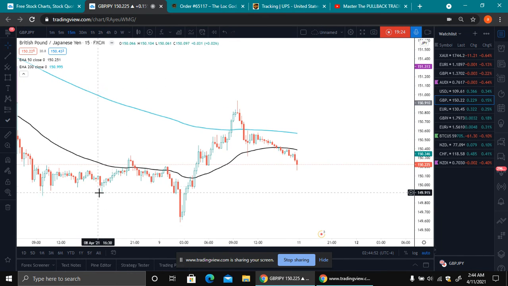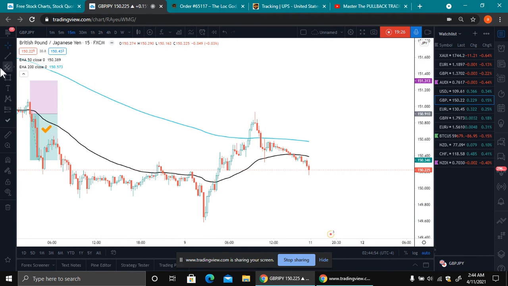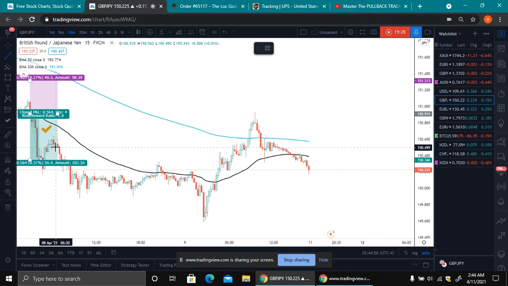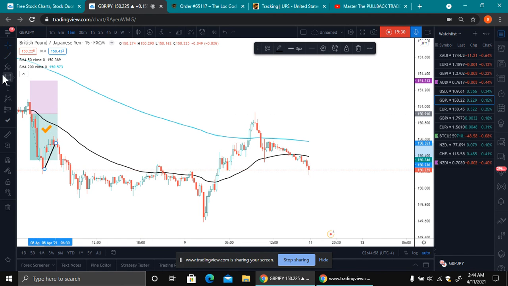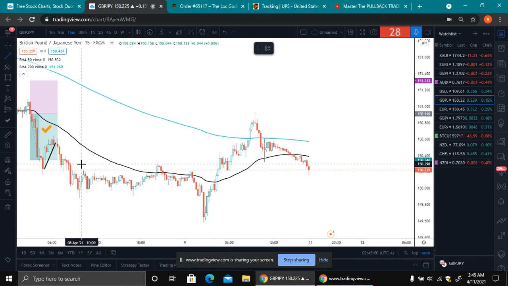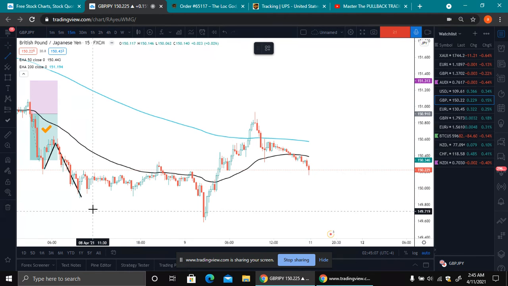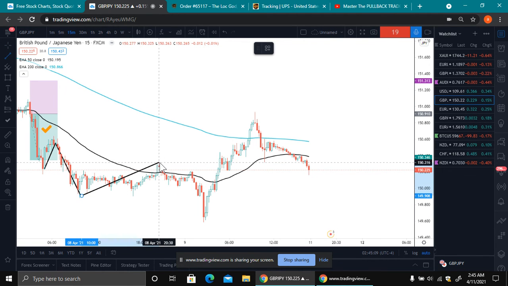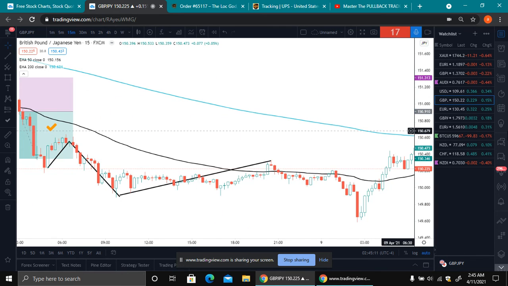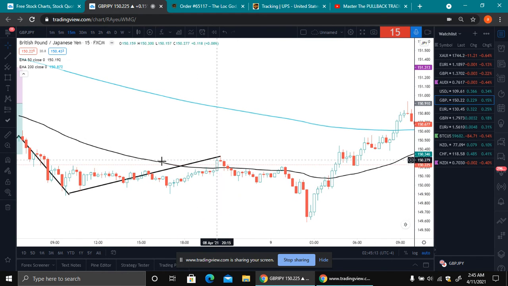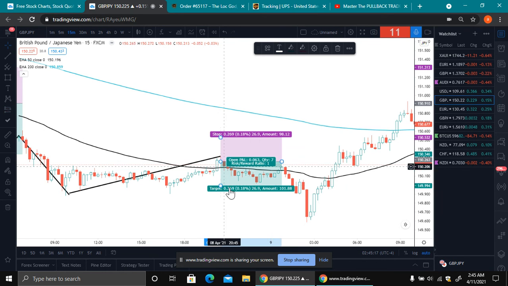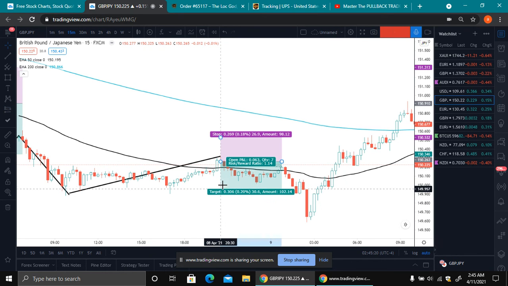So then I get another pullback here. It doesn't touch the 50. So I'm like, okay, it's going to give me an impulsive move all the way down. Alright. I'm going to get another touch on that 50 EMA. I got 2 green candles, 2 green, got a red. Trade 1 to 4. We're going to get a 40 pip stop loss out here going.